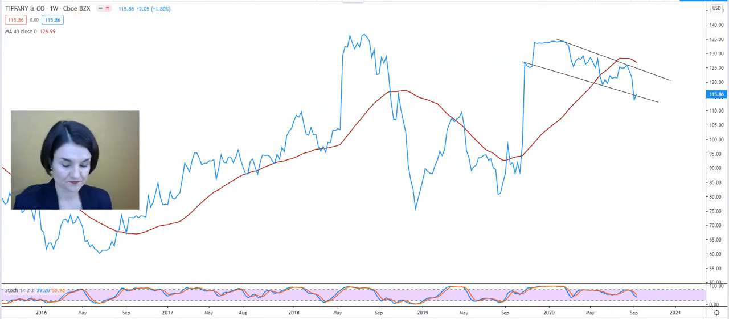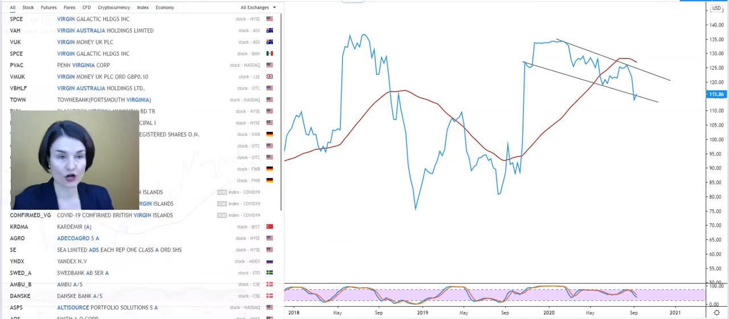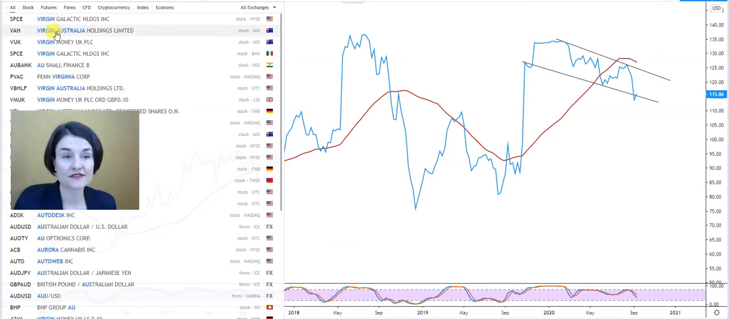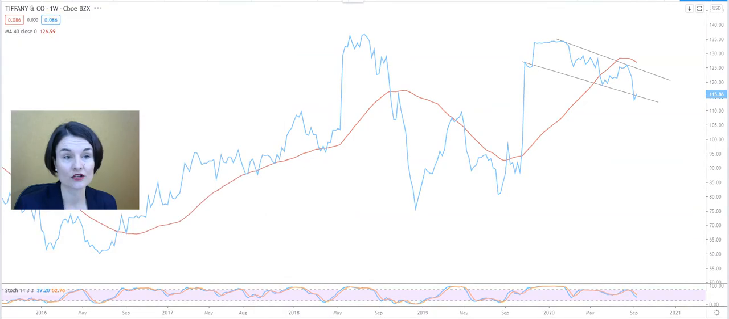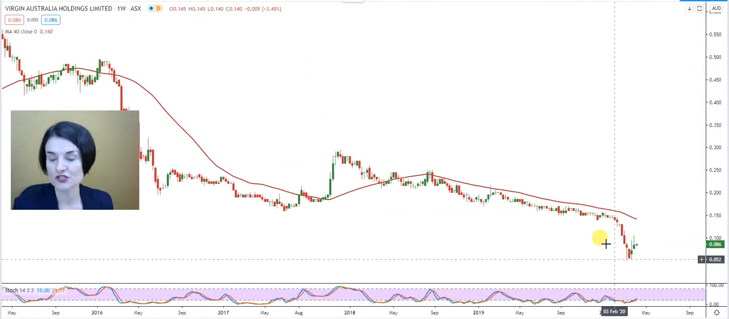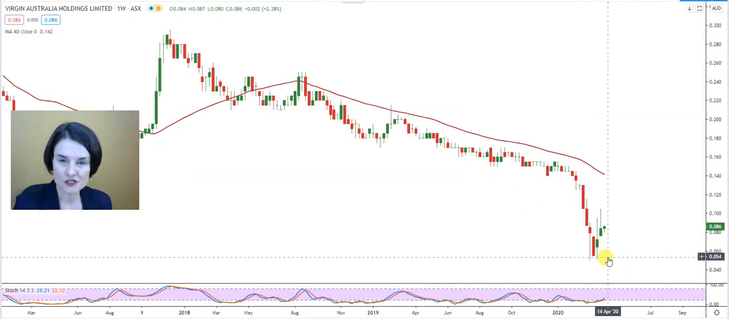Mpo wanted us to look at Virgin Australia Holdings. I looked at the Virgin Galactic holdings as well, and there might be some opportunity there as well. But nicely spotted, Mpo.